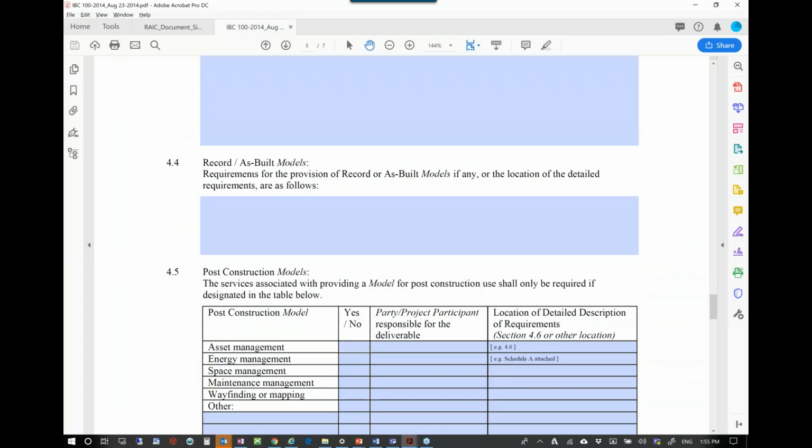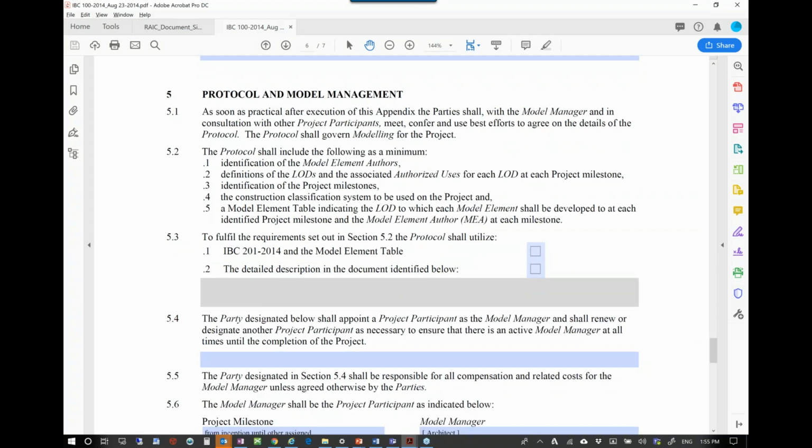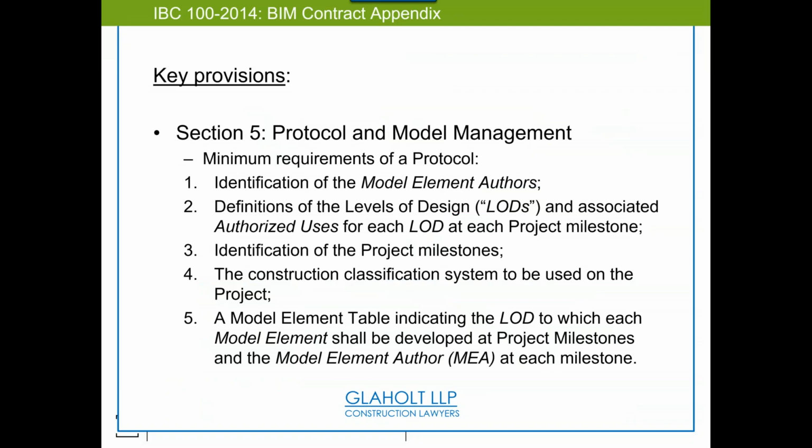Section 5, and we'll come back to this after. Protocol and model management. So, who are our authors? If we don't know that, it's very disturbing, okay? Levels of design, so LOD, sorry, this was my colleague from Blue Holt. Level of development and associated uses for each item in the milestone. What are the milestones? Is there a classification system to be used? So Omniclass, Uniclass, MasterFormat, etc. And then a model element table, your LOD matrix. Okay? That's what it calls for.